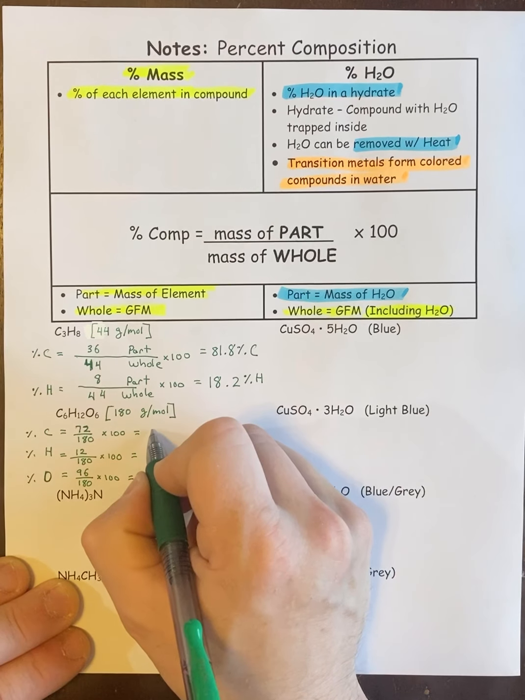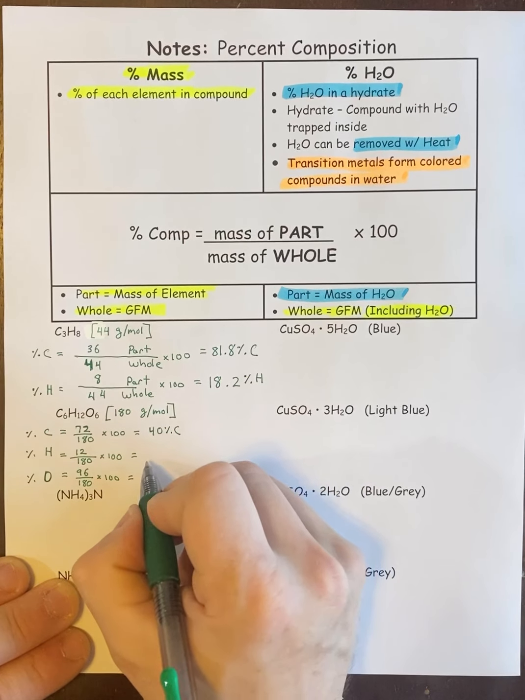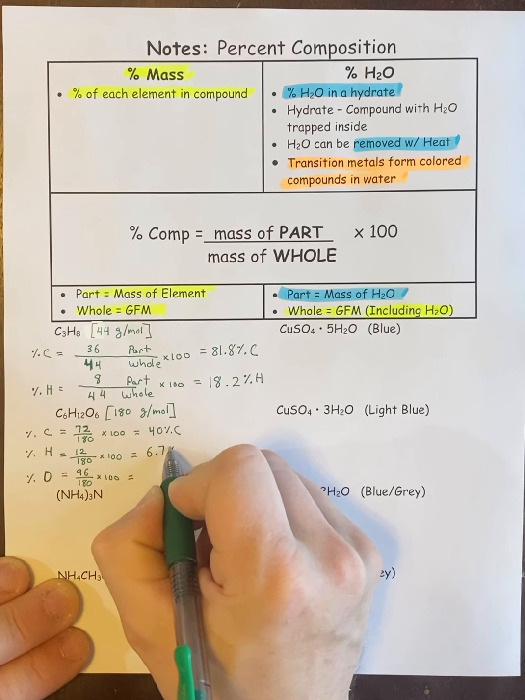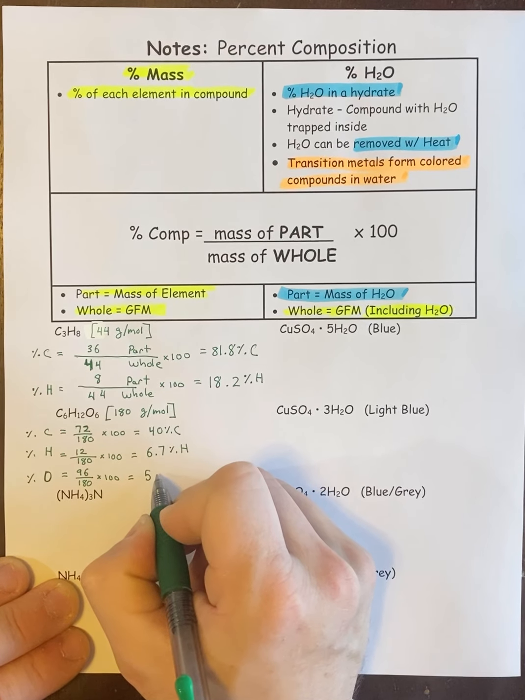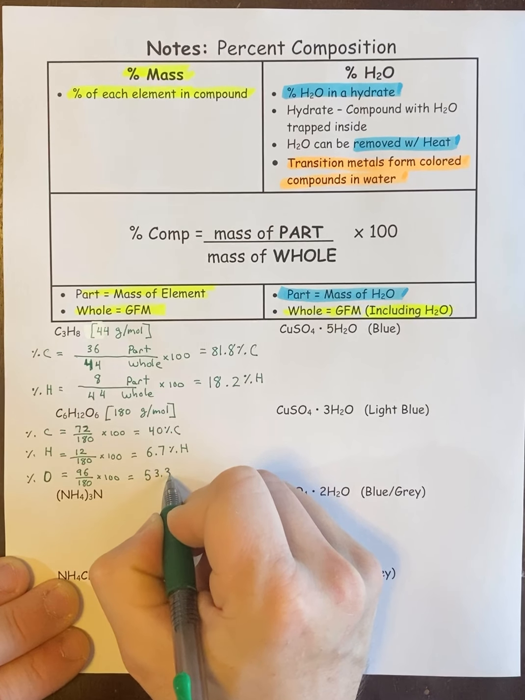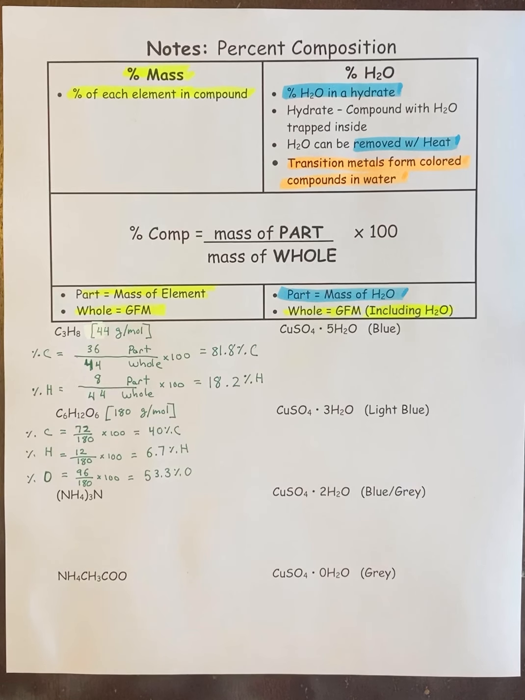So you do your math and you get 40% carbon, 6.7% hydrogen and 53.3% oxygen. Add them all up, they add to 100. You did it right. Done.